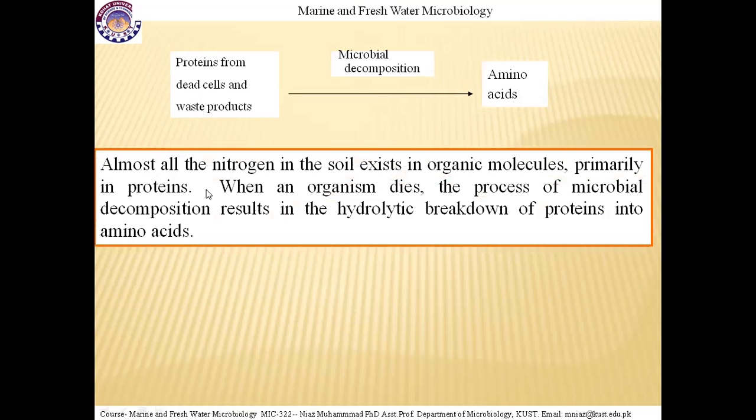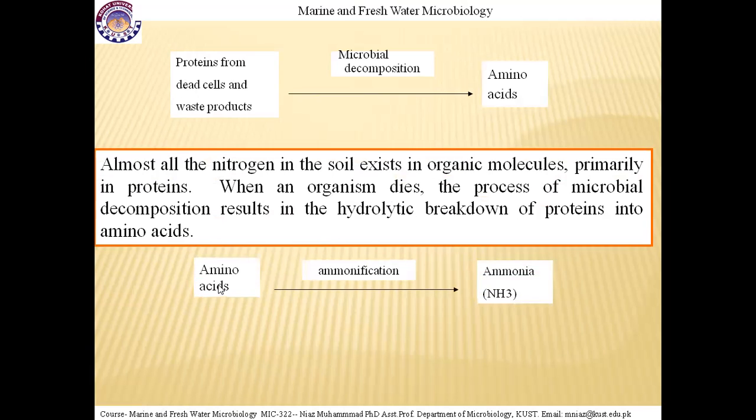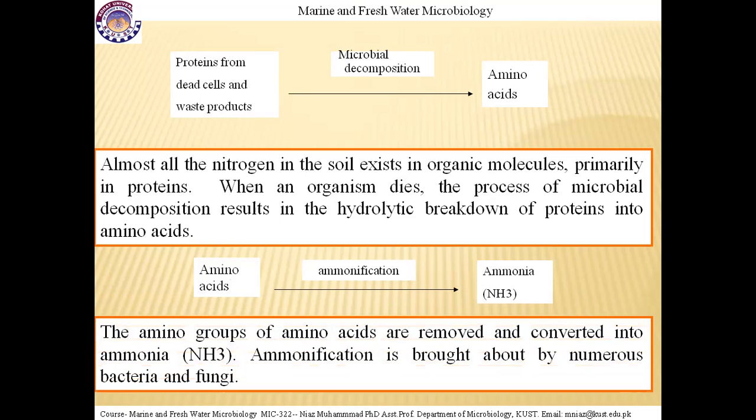Almost all nitrogen in the soil exists in organic molecules. There is no elemental nitrogen in soil, primarily in protein. When an organism dies, the process of microbial decomposition results in the hydrolytic breakdown of proteins into amino acids. These amino acids are again converted into ammonia. The process is called ammonification, and it is also carried out by soil microorganisms and soil fungi. The amino group of amino acids is removed and converted into ammonia. This is brought about by numerous bacteria and fungi.